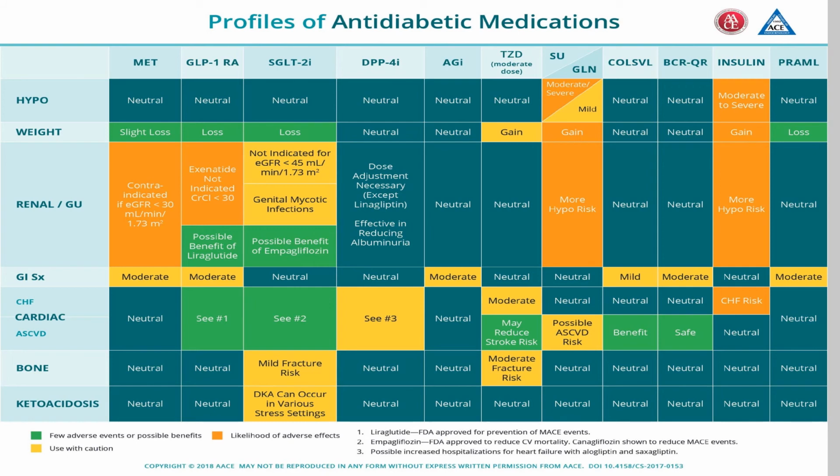Well, this is just another look at profiles of anti-diabetic medications, what side effects, symptoms, effects on weight are, and hypoglycemia. So you can see these two groups are particularly concerning for their risk of hypoglycemia, along with insulin. And you can see which ones are problematic from a renal GU standpoint.